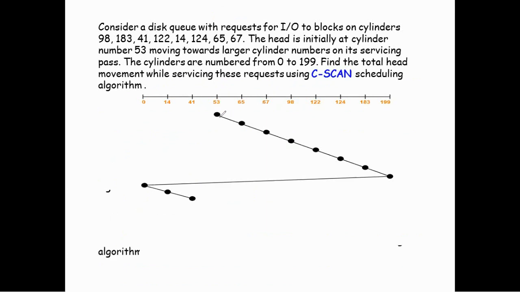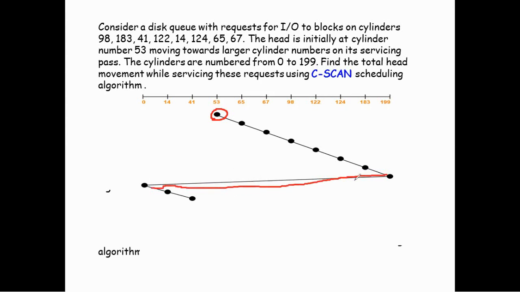The head is initially at 53. The head moves from 53 to 65, 67, 98, 122, 124, 183, then 199. When the head reaches the other end, it immediately returns to the beginning of the disk without servicing any request.